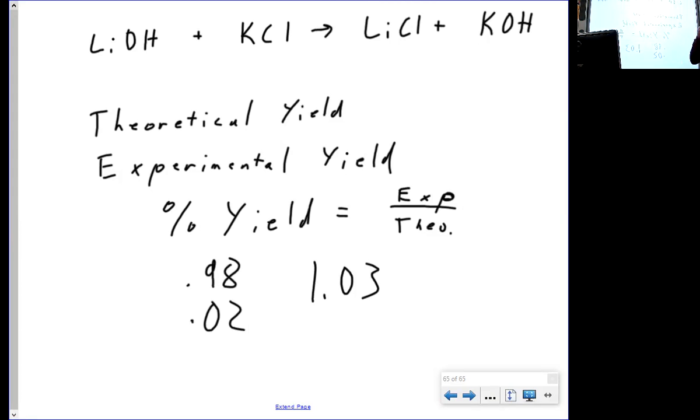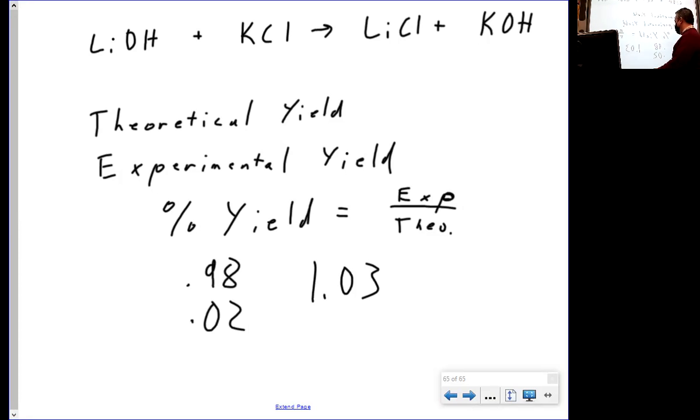What you actually get over what you get if you do the math. Which of these numbers should always be higher? Theoretical yield should always be higher because that's if the experiment works perfectly. If every molecule hits every molecule and the reaction works perfectly, that's your theoretical yield. What you get in the experimental yield is going to be less, because maybe you didn't let the reaction finish, or maybe you didn't measure it correctly. Experimental yield will always be less.